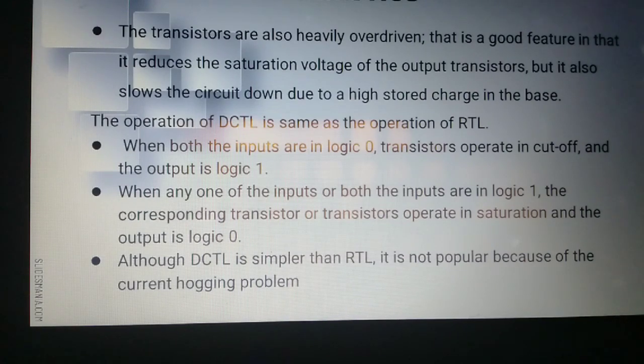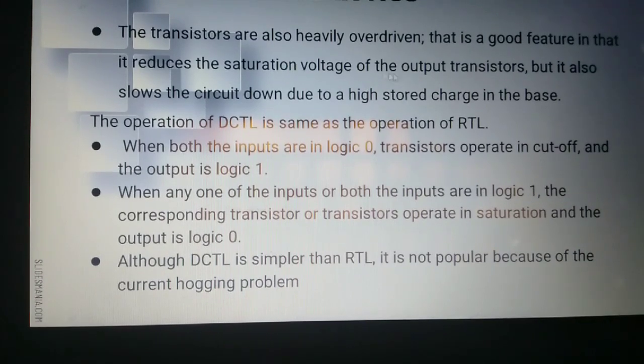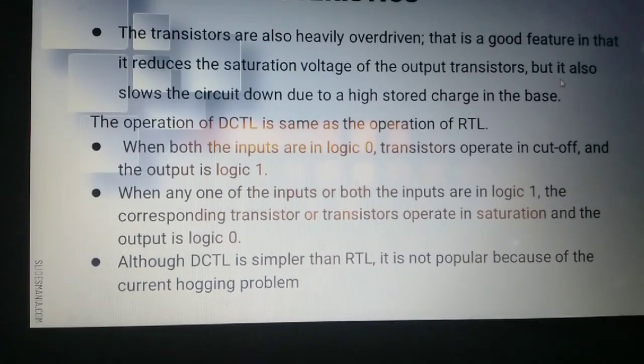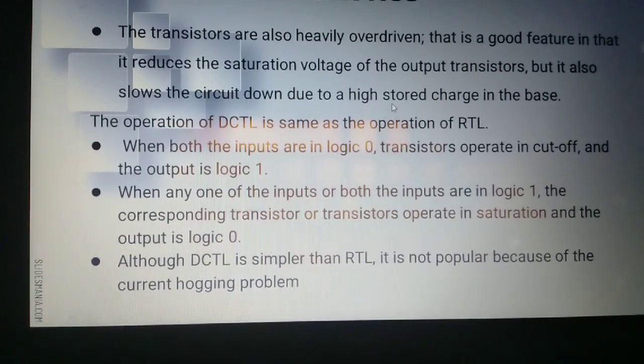Yung saturation is the transistor acts like a short circuit. So, yung transistor is naka-on. Bali yung current niya is continuous lang from the collector to the emitter. So, reduces the saturation voltage of the output transistor, but it also slows the current down due to a high stored charge in the base.